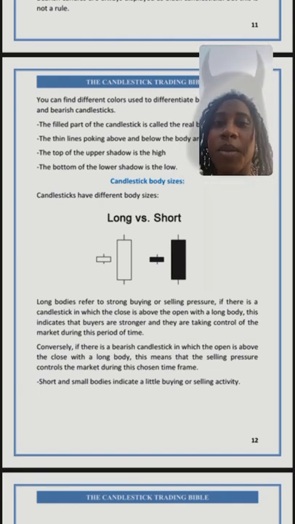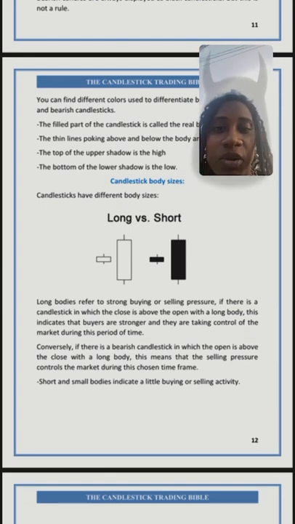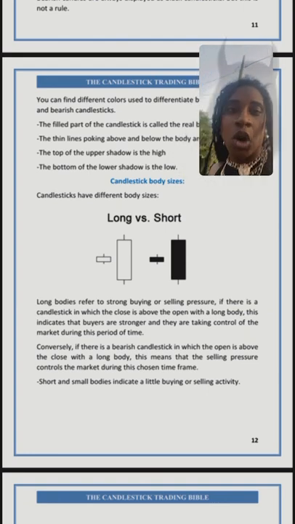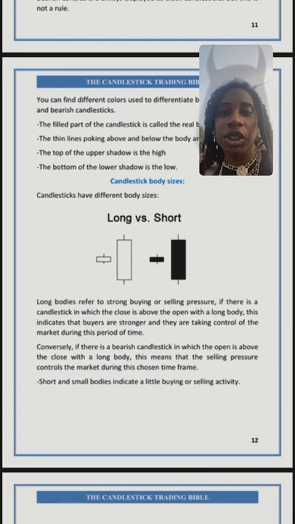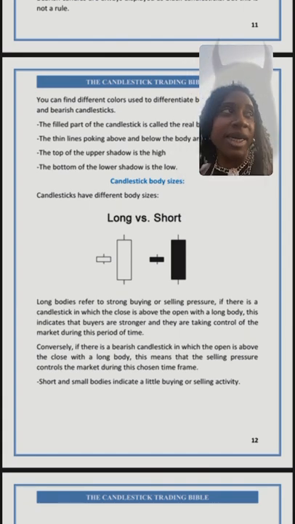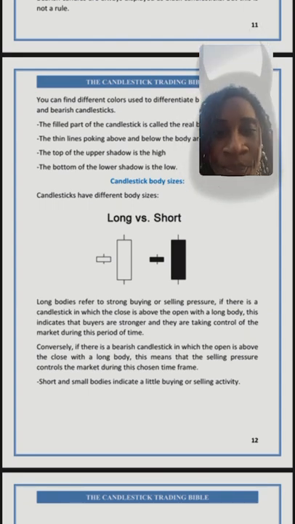Okay, you have a long body size and a short body size. The body size refers to the buying pressure or the selling pressure. If it's only a small amount of selling pressure, then you only get a shorter body, and likewise if there's a large amount of buying or selling pressure, then you get a longer body.